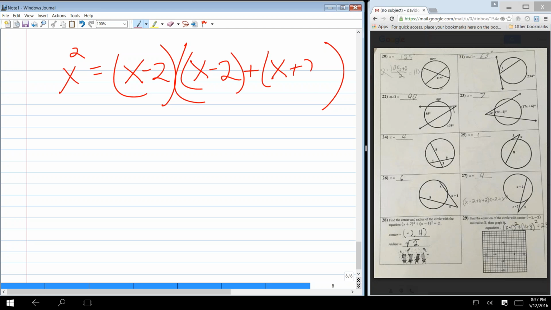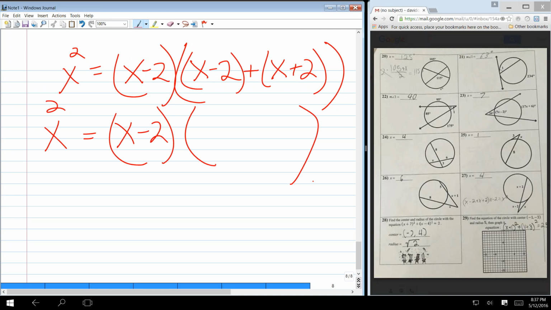Now we'll simplify and see what we get. X squared over there. I'm not going to multiply it until I take care of this part over here. What does that simplify to? The 2's go away. That minus 2 is canceled by that plus 2. What's x plus x? 2x.